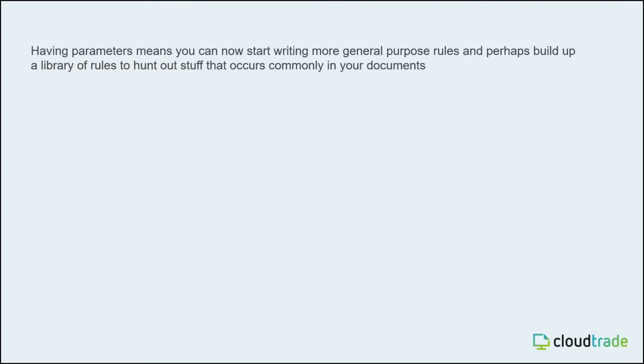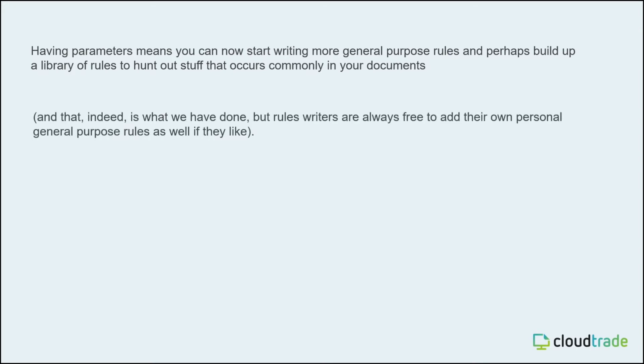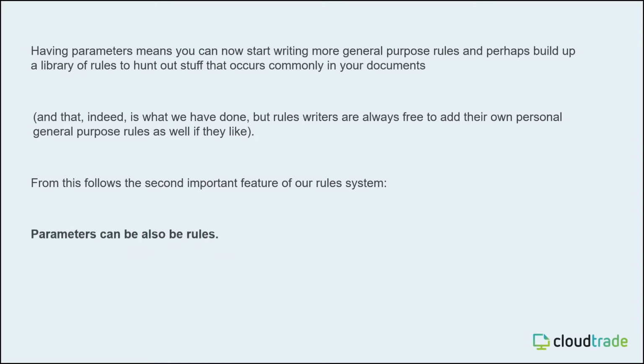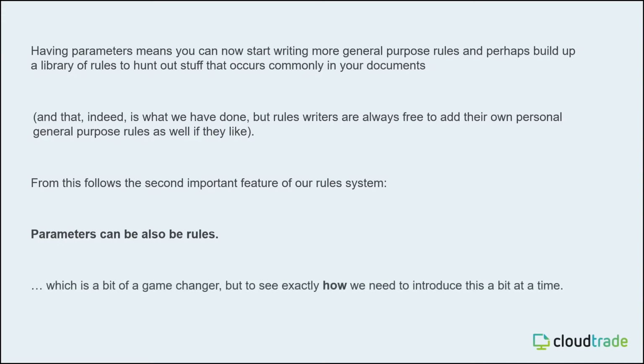Having parameters means you can start writing more general purpose rules and perhaps build up a library of them. That's the sort of thing that we do actually. Rule writers can also produce their own general purpose ones as well if they want. From this follows the second important feature of our rule system. The parameters can also be rules. And that's quite a game changer, but to see exactly how, we'll introduce it a bit at a time.